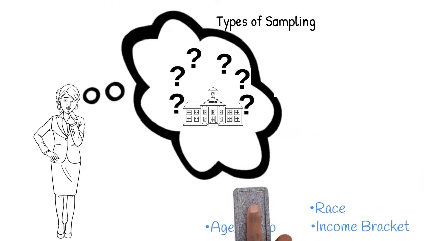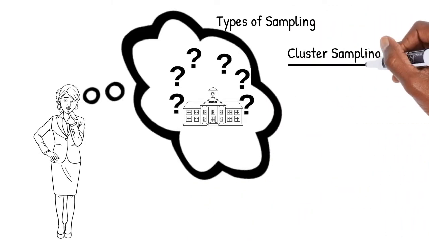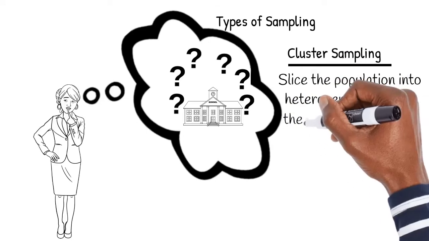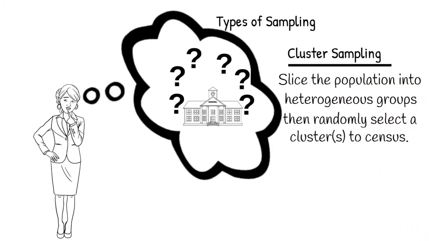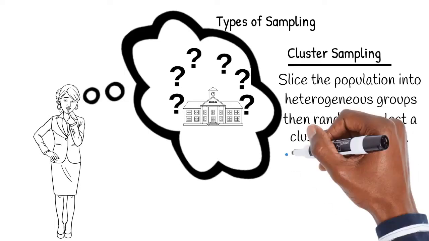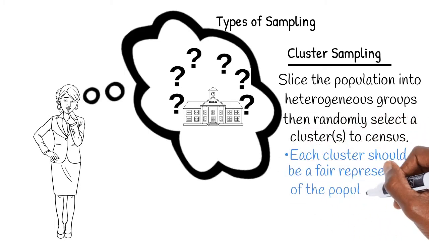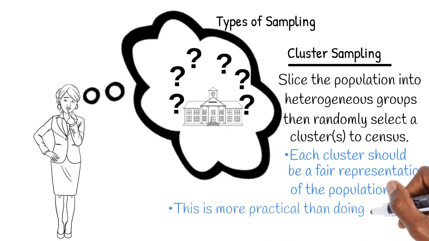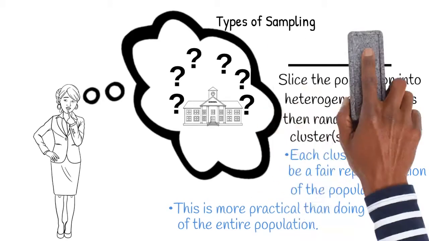Another option for collecting data is cluster sampling. Kate can slice the population into heterogeneous groups, then randomly select a group or groups to perform a census on. The big difference between stratified sampling and cluster sampling is that in stratified sampling, our groups are homogeneous. They share a characteristic. But in cluster sampling, our groupings must be heterogeneous. This mix of characteristics in each cluster should be a fair representation of the population. This is a good option for sampling because it is more practical than doing a census of the entire population.